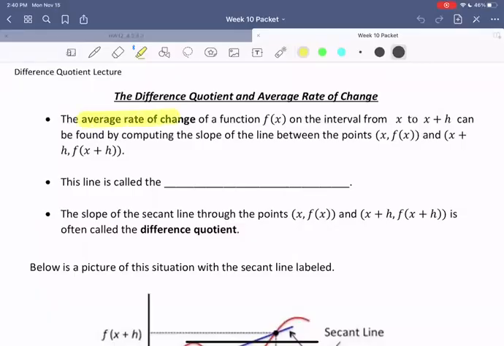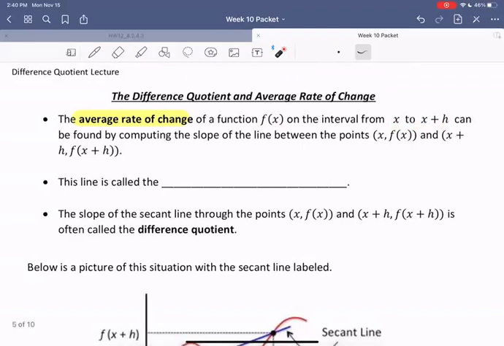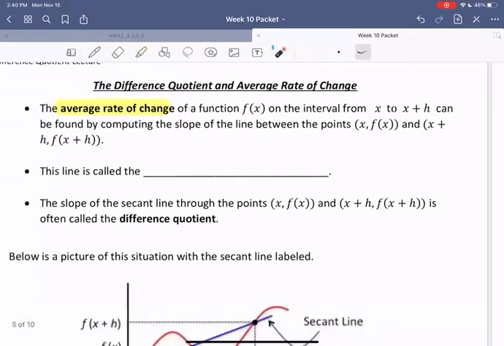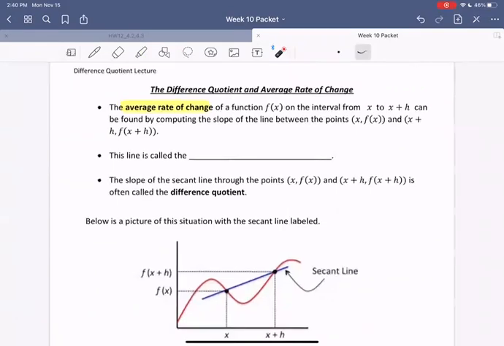The rate of change of a function, let's call it f here, on an interval from x to x plus h can be found by computing the slope of the line between the points x, f of x, and x plus h, f of x plus h. So we see this on the graph below. So let's look at this visual here.